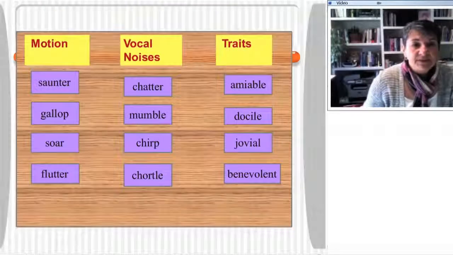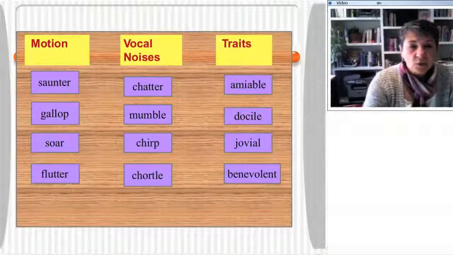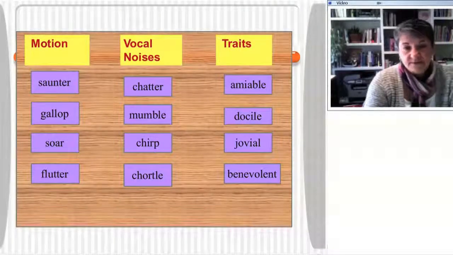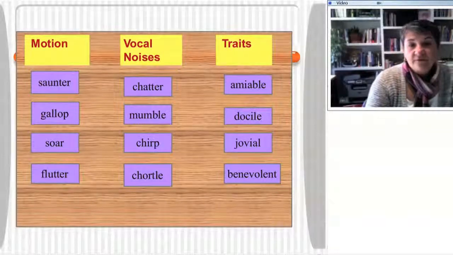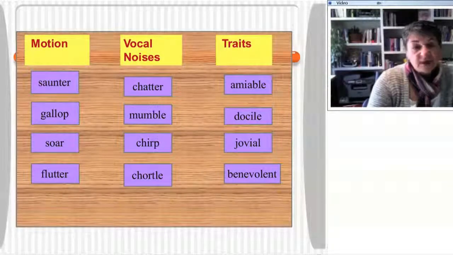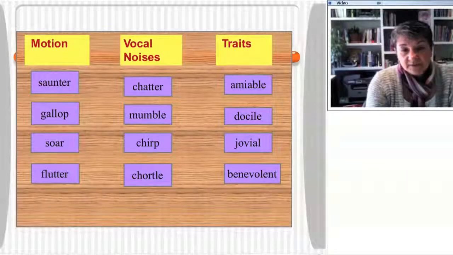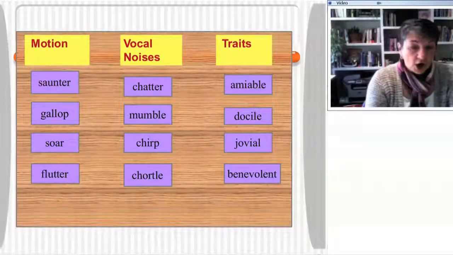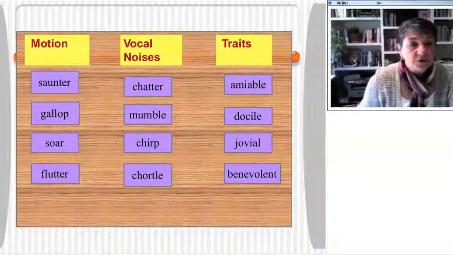Let me give you some examples. So the word motion, you can have a set of words, and you can divide them into motion words, vocal noises, or traits. Motion words would be saunter, gallop, roar, and flutter. Vocal noises might be chatter and mumble and chirp and chortle. Traits might be amiable, docile, jovial, or benevolent. As you can see with all these, you can take the vocabulary word cards and sort them in any way you want to, and then students sort them by categories according to which ones go together.